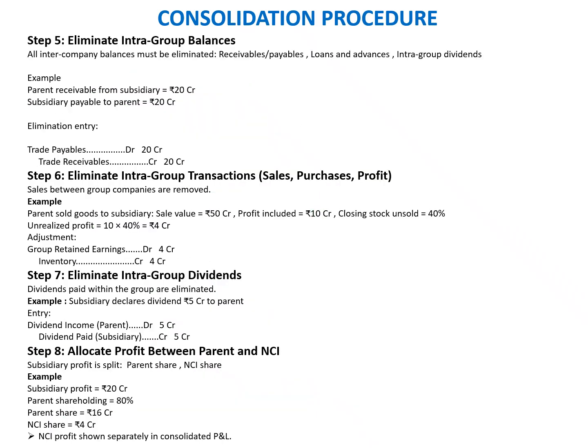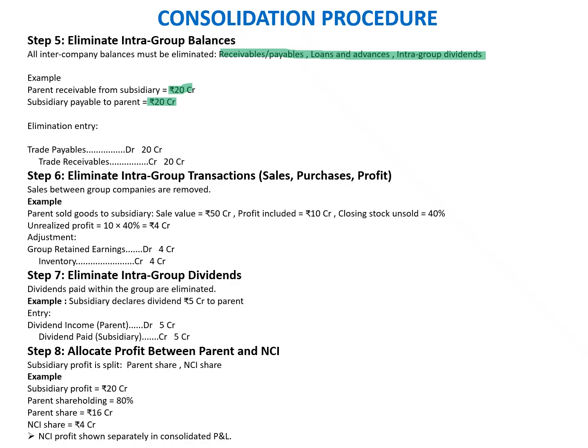Okay, so in step 5, what we have to do is eliminate the intra-group balances. All the intercompany balances must be eliminated, like receivables, payables, loans, advances, intra-group dividend, etc. So all these need to be eliminated. For example, parent receivable from the subsidiary is 20 crore, subsidiary payable to the parent is 20 crore. The elimination entry needs to be passed, so that all the group eliminations are done before consolidation can reflect a true and fair statement of affairs.